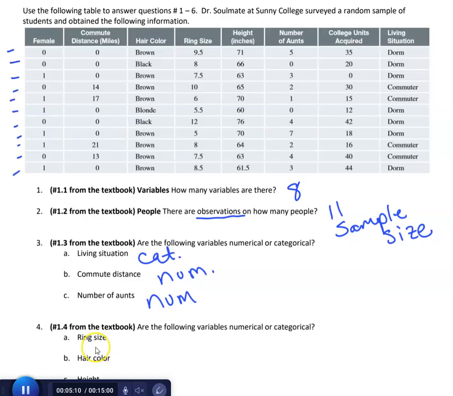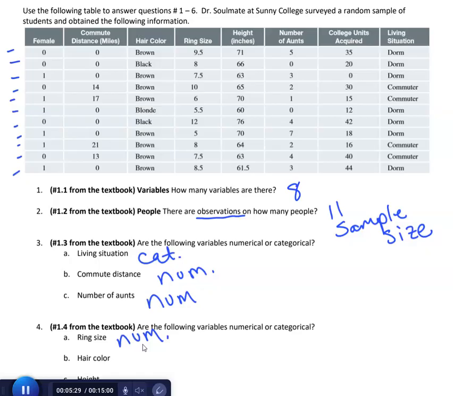Could we find an average ring size? I would go with numerical in this case. If I said, could I average these numbers together and get an average ring size for students? I would say yes. So I would go with numerical. Ring sizes are a bit limited in that you're either a 6 or a 6.5, kind of like shoe sizes.